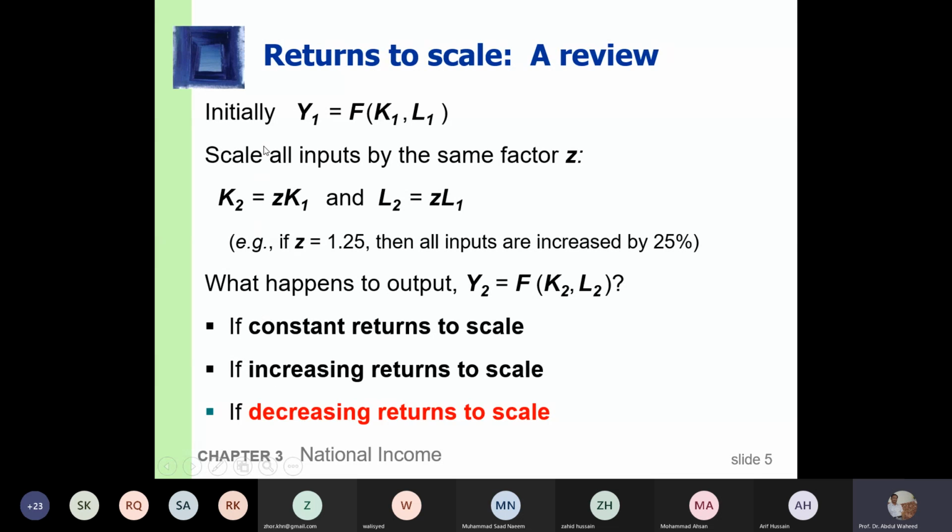and output increases by less than 25%, then we say there is decreasing returns to scale. For example, if we increase capital and labor by 25%, but output increases by 20% or 15% or 10%. So output is increasing, but less than the increase in all inputs. So in that case, we have decreasing returns to scale. Okay, I hope you got this point.